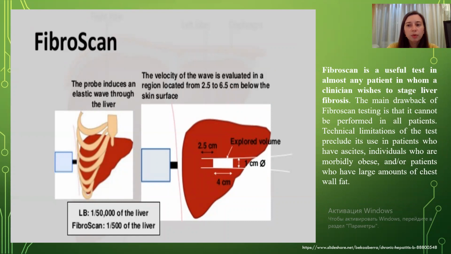And what is FibroScan? FibroScan is a useful test in almost any patient in whom a clinician wishes to stage liver fibrosis. The main drawback of FibroScan testing is that it cannot be performed in all patients. Technical limitations of the test preclude its use in patients who have ascites, individuals who are morbidly obese, and all patients who have a large amount of chest wall fat.